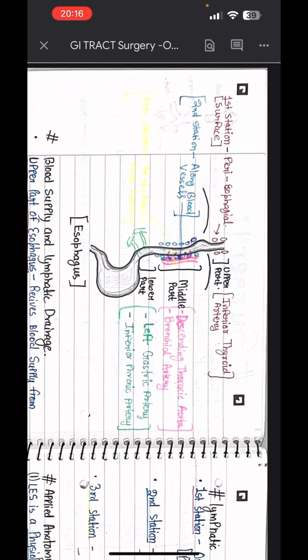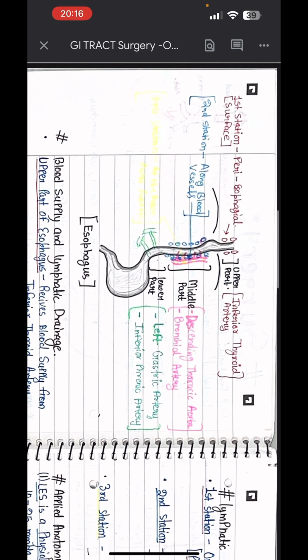So upper part of the esophagus is supplied by inferior thyroid artery, middle part is supplied by descending thoracic aorta and bronchial artery, and lower part is supplied by the left gastric artery and inferior phrenic artery. Try to remember with the colors, because I tried to make best notes for you. I hope they will be helpful for you. If something is not clear, I'll spell it for you. And let's see the stations now.